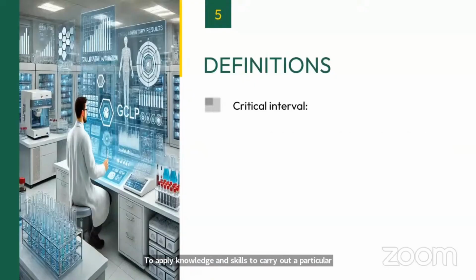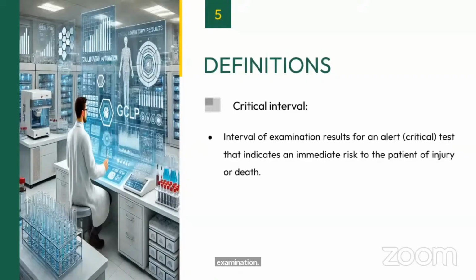Next is the critical interval. What is critical interval? It is the interval of examination results of an alert or critical test that indicate an immediate risk to the patient of injury or death. So any examination result which can pose immediate risk or immediate harm to the patient will be called a critical interval or critical result.